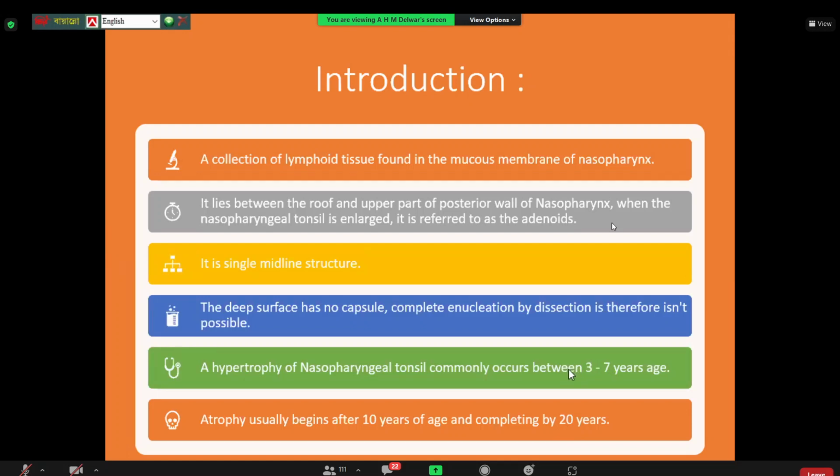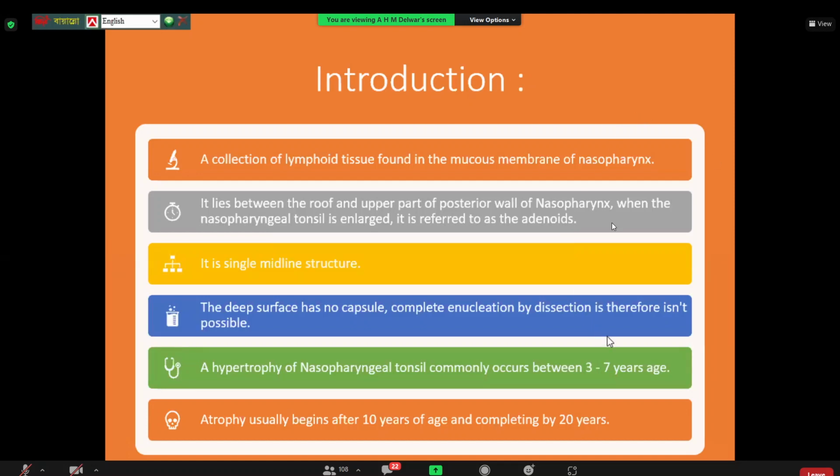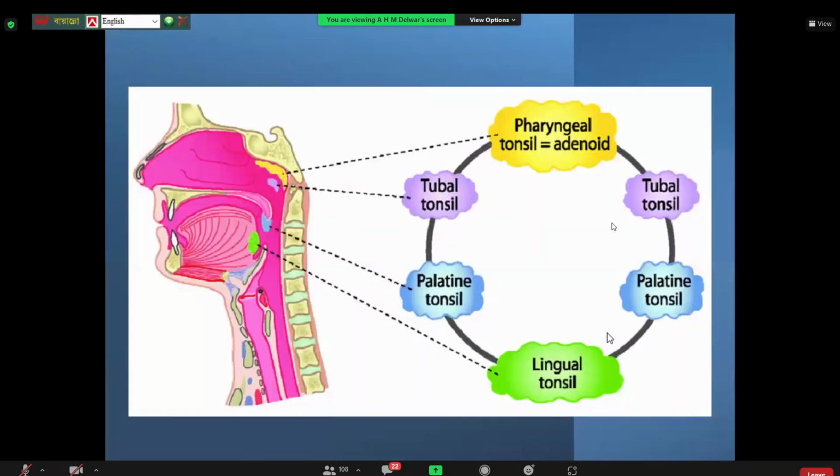Why? Because the patient develops everything in this period, the patient's intelligence and so on, during these 3 to 7 years. And if anything hampers this time, then the development of the child is incomplete. So, the next slide.